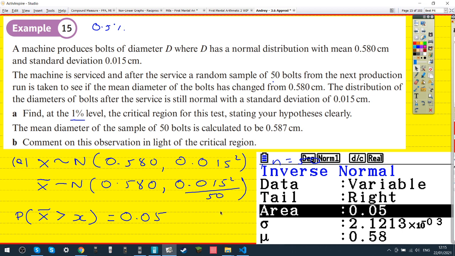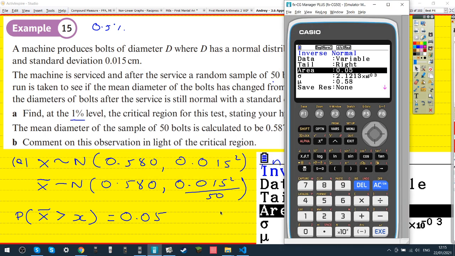Did you get an answer for that one? So I got 0. Sorry, I need to go back to inverse normal, my bad. Yeah, inverse normal. So basically area is probability. So this time we have the probability and we want what X gives you that probability. I got 0.583. Yeah, and so that's a bit above the mean.